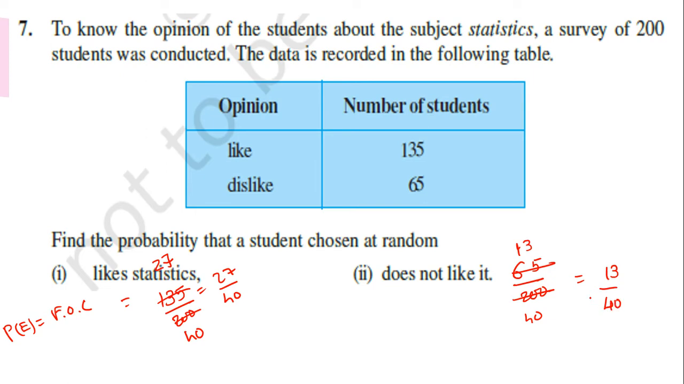This is the answer. Both answers, finally, you have to write in statement format. This is not over yet. The final answer you have to write in statement format: the probability that a student likes statistics is 27 by 40, as well as the probability that a student does not like statistics is 13 by 40. So this is the seventh answer, and I hope all students understood.